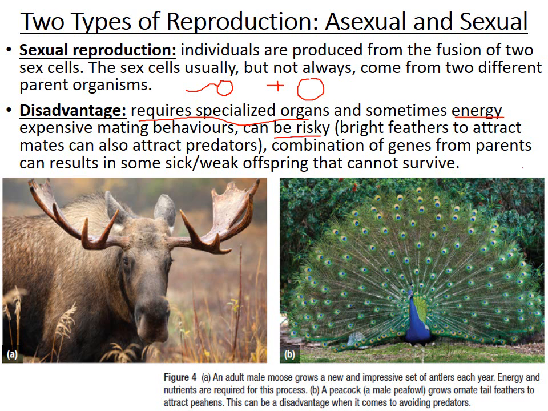For example, if you look at this peacock, he has very, very bright colors to attract a mate, to attract a female to have sex with and reproduce with. And yes, it will do the trick. The males love it. The females love this. But what else loves this? What else can see this? That's right. Predators can see this. So it's a bit risky too. And sometimes you might have a combination of genes that makes the offspring sick, so they can't survive.